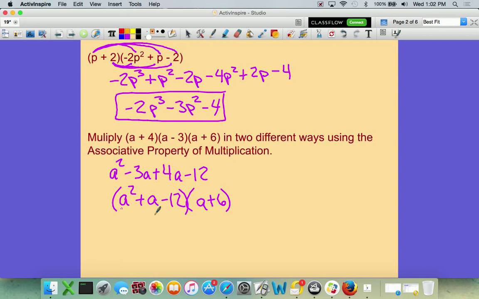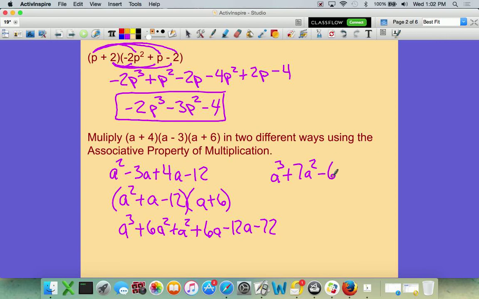So I'm going to take the a squared and multiply it by both of them, so a cubed plus 6a squared, and then the a times both of these, so plus a squared plus 6a, and then the negative 12 times both of these also, so negative 12a minus 72. So then we just combine like terms: a cubed plus 7a squared minus 6a minus 72.